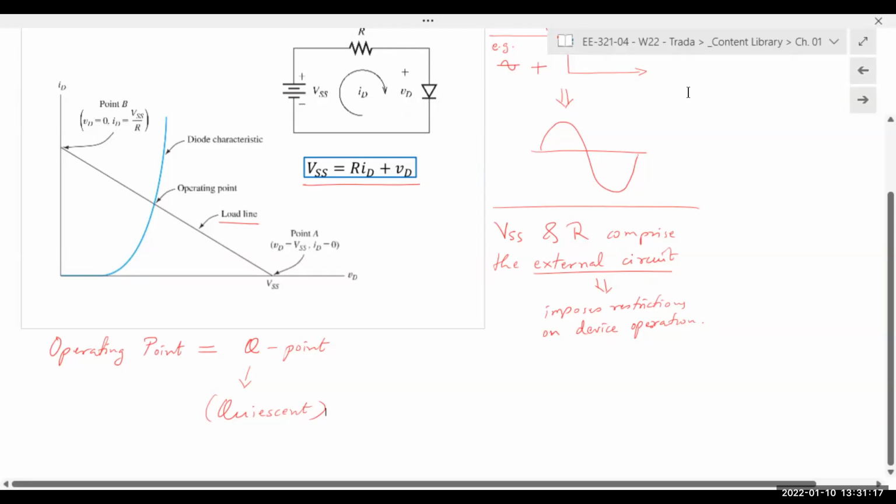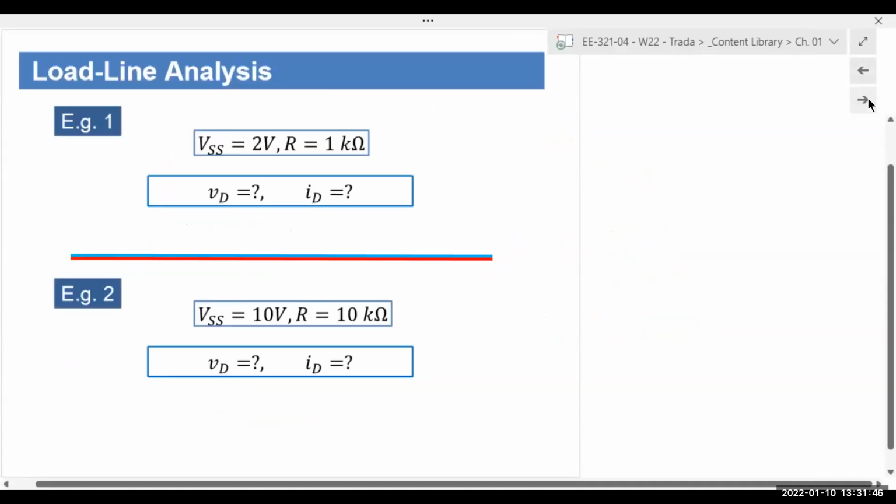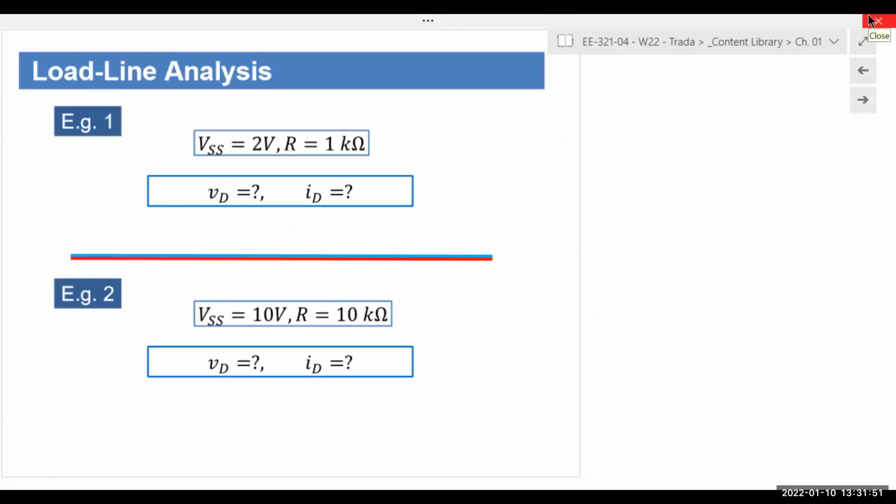Okay, so as I was saying, the load line basically represents the external constraints on the component operation. In the case of our diode, we're looking at a simple circuit: one voltage source, one resistor, one diode. We have a simple equation where the supply voltage is split between the resistor and the diode, so VSS is ID times RD plus VD. Now, let's look at a couple of examples based on the load line. We just call it load line analysis.